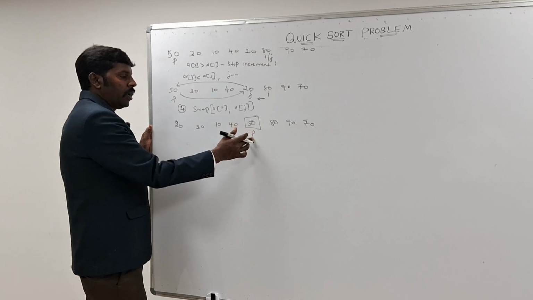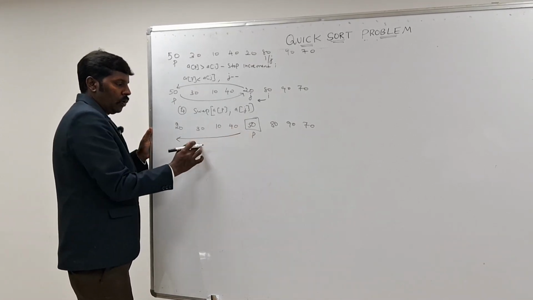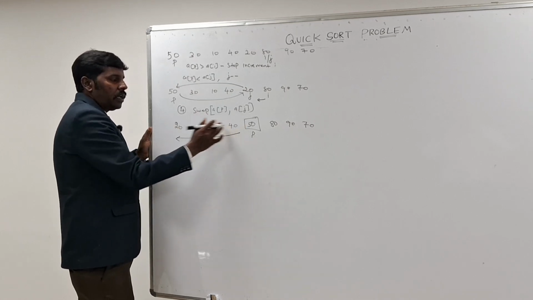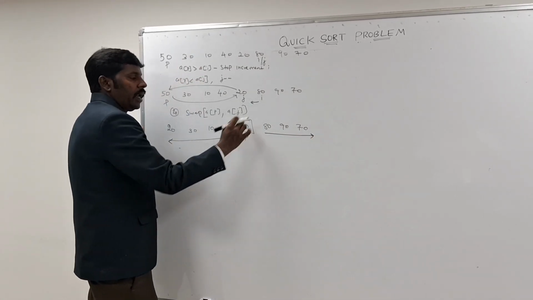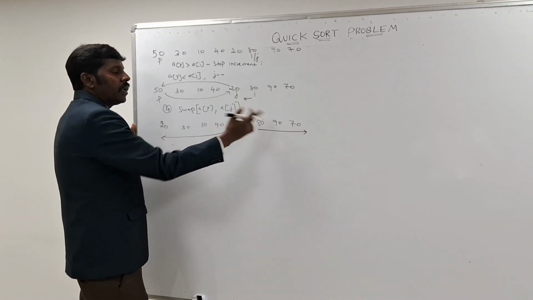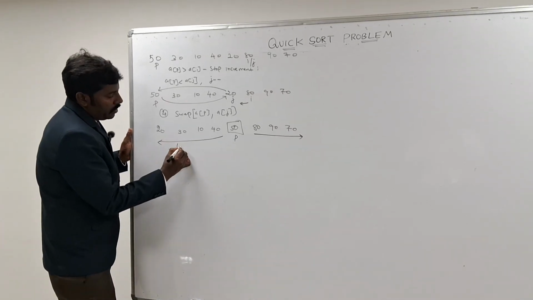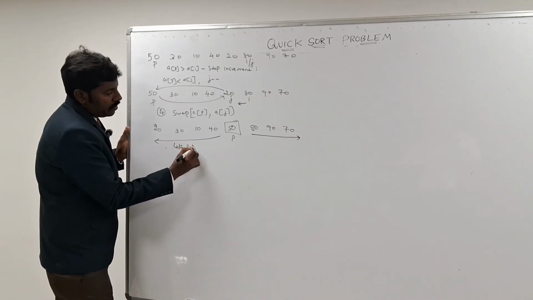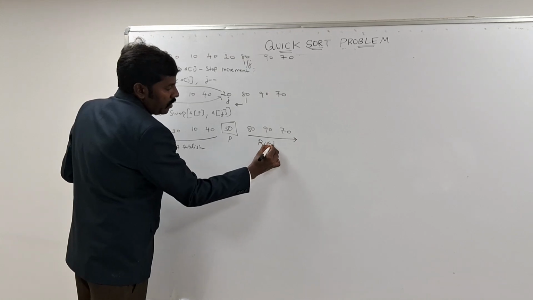Check the pivot element: the left sublist has values lesser than the pivot, and the right sublist has values greater than the pivot. It is a left sublist, it is a right sublist.